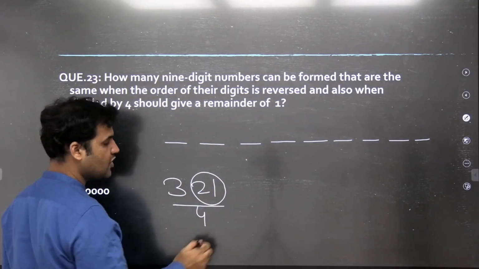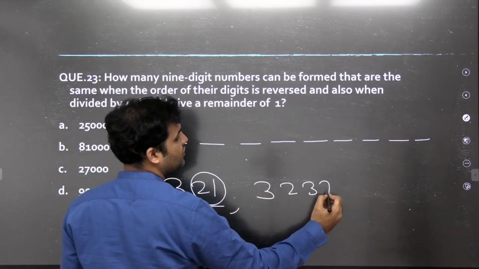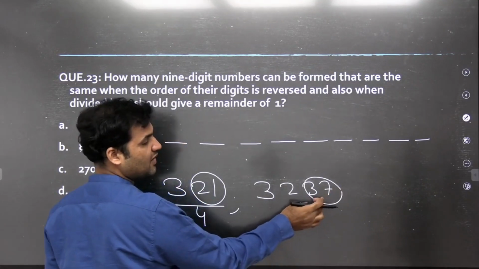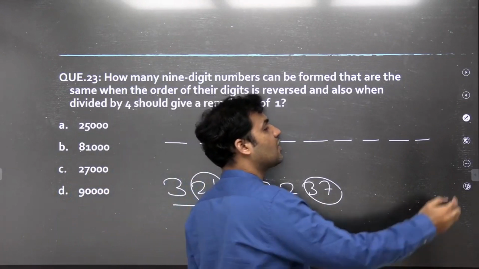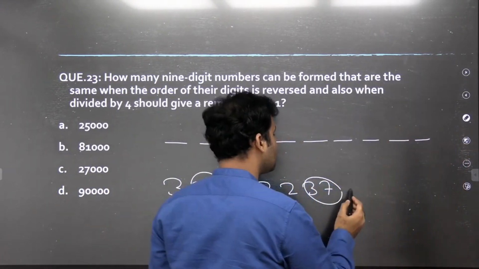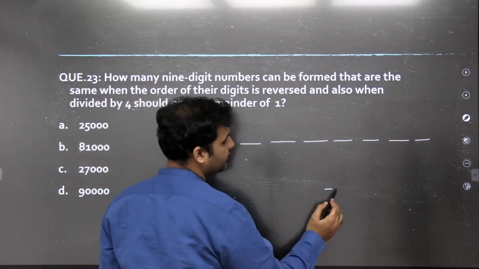So 321 will also give you a remainder of 1. 3237, you see the last 2 digits when divided by 4 give you a remainder of 1. So this complete number will also give you a remainder of 1. So the rule of divisibility of 4 says go for the last 2 digits only.